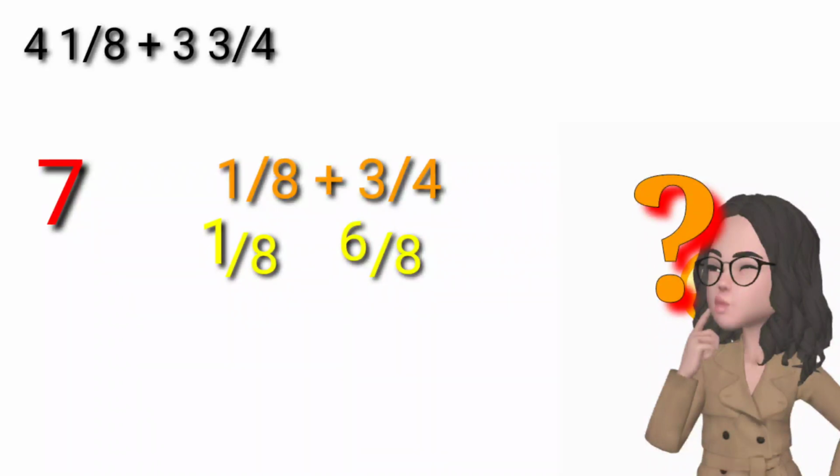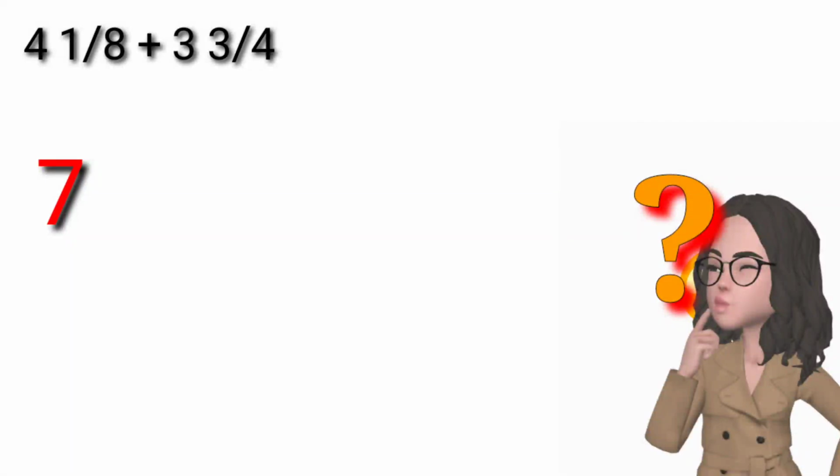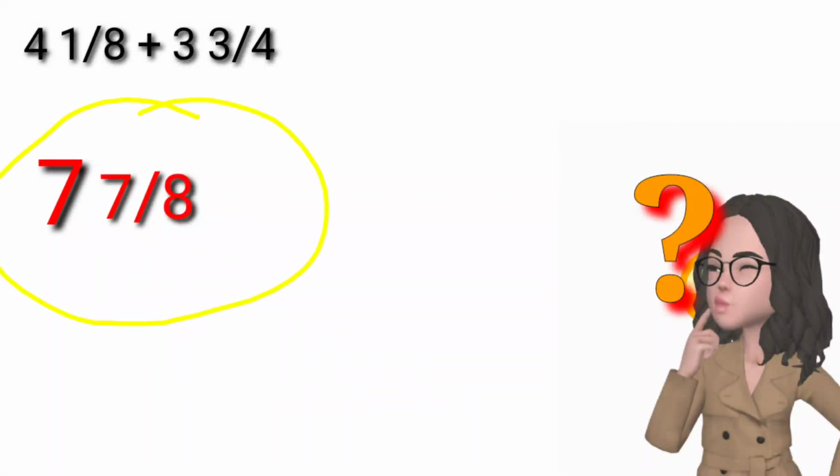And now, pareho na sila ng denominator. Similar fractions na sila, kaya we just have to copy the denominator, 8, and then add our numerators. 1 plus 6 is equals to 7. Okay, we have 7 eighths. Ngayon, para makuha na natin yung pinakang final answer natin, ipagsasamahin lang natin yung ating sagot kanina nung ini-add natin yung ating two whole numbers, which is yung 7, and yung ating 7 eighths. Our final answer is 7 and 7 eighths. 4 and 1 eighths plus 3 and 3/4 is equals to 7 and 7 eighths.